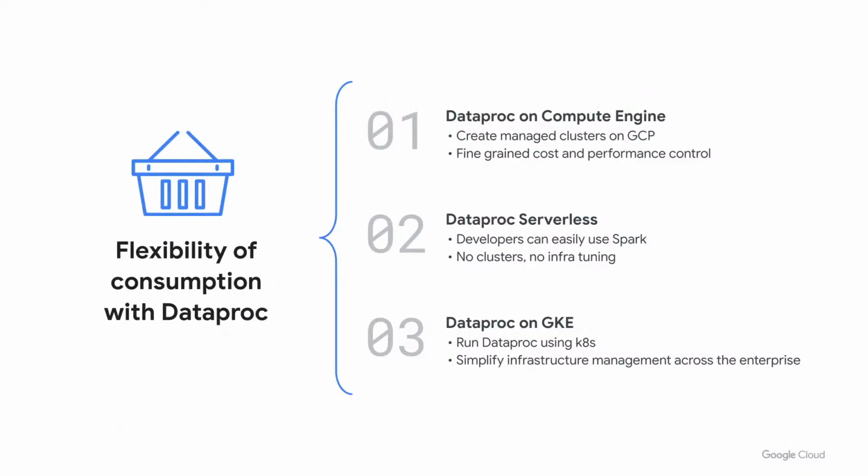Now, in addition to all of these Spark experiences, we also have Dataproc, our fully managed data processing service for open source analytics. Dataproc provides greater flexibility in how you can use Spark via three different consumption options. You can go with managed Dataproc clusters on Compute Engine for fine-grained cost and performance control. You can take advantage of the ease of use of serverless, and you can also run Dataproc on GKE to standardize on Kubernetes-based infrastructure.